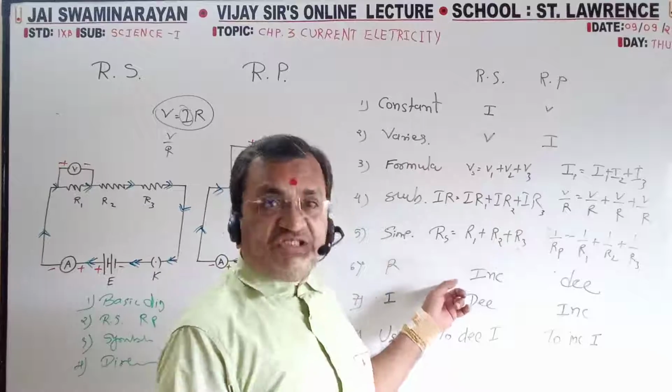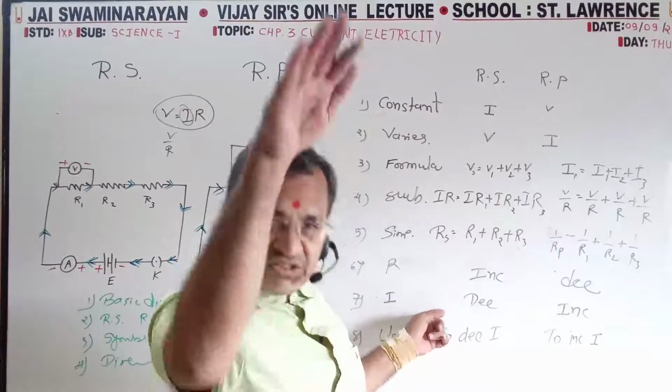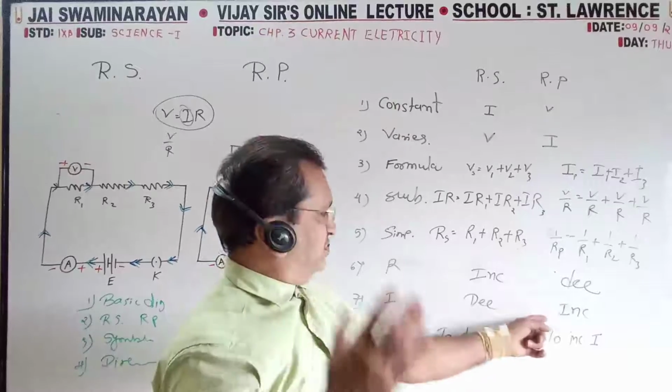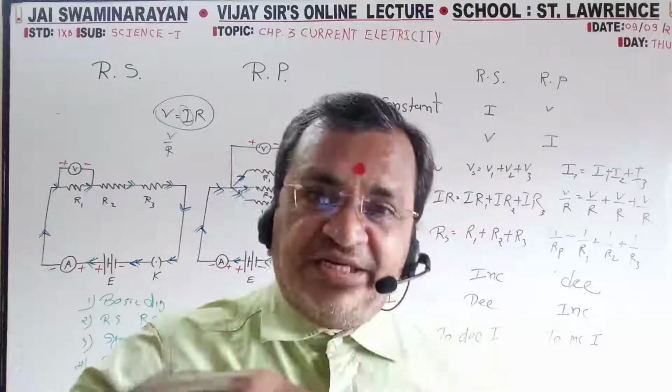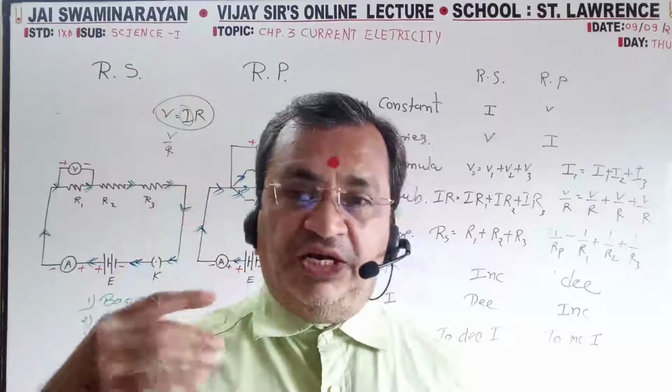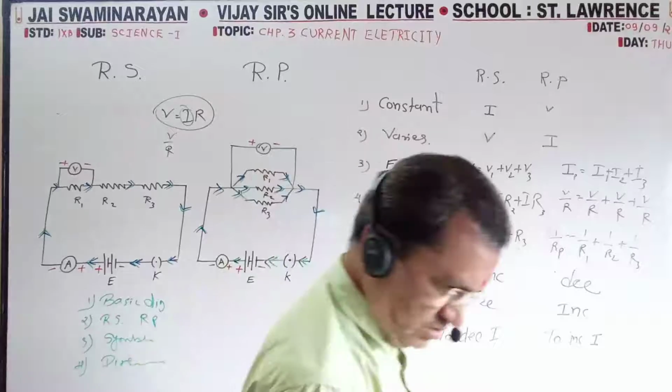So resistance increases, current decreases. Resistance decreases, current increases. So we have to decide where to decrease the resistance and increase the current, and where to increase the resistance and decrease the current.